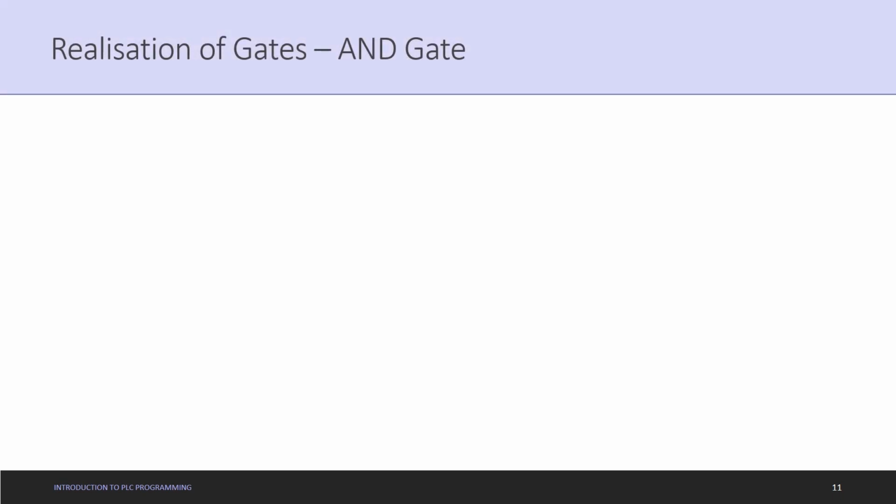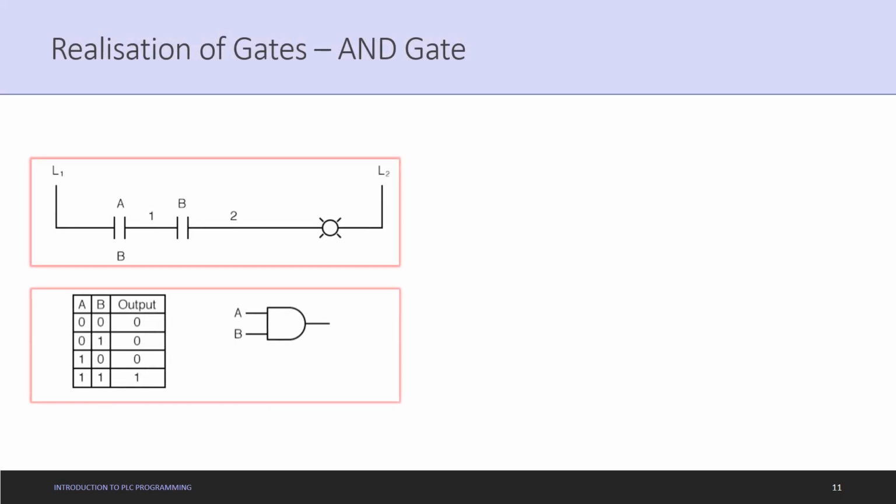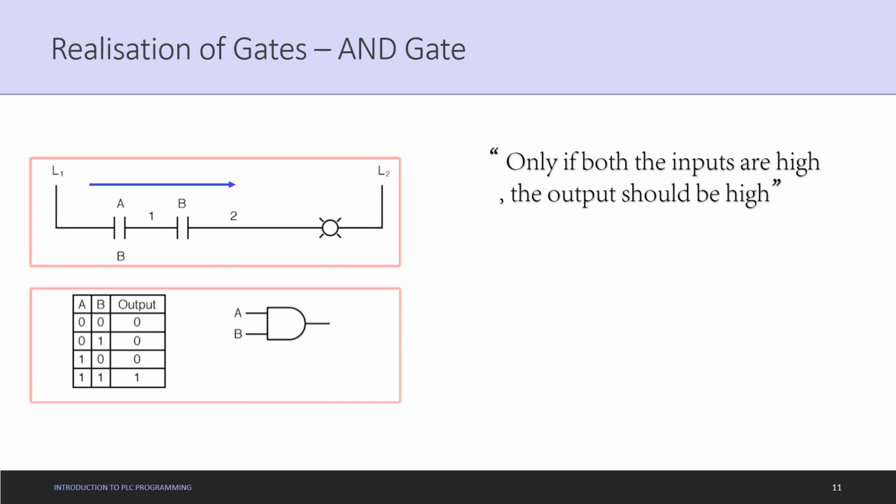Now let's move on to the AND gate. Again, summing up the AND gate in a single sentence: only if both the inputs are high, the output should be high. Say, for example, you want to light up a room and you have a single light, but there are two conditions to be met. If the light has to be turned on, it has to be night and a person has to be in the room. These two conditions have to be satisfied, and in such a case we can use an AND gate.